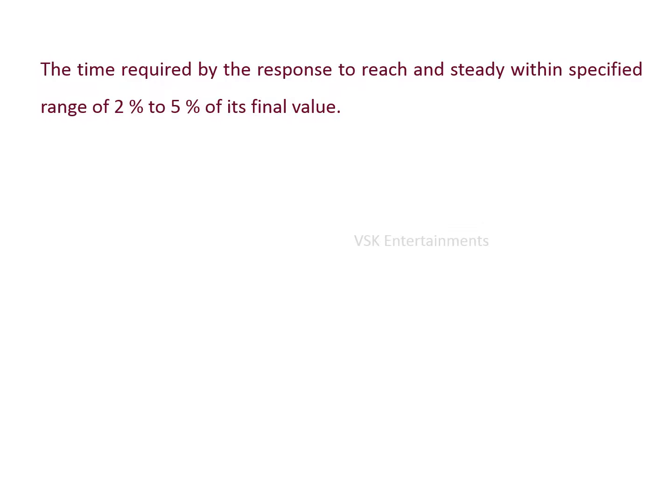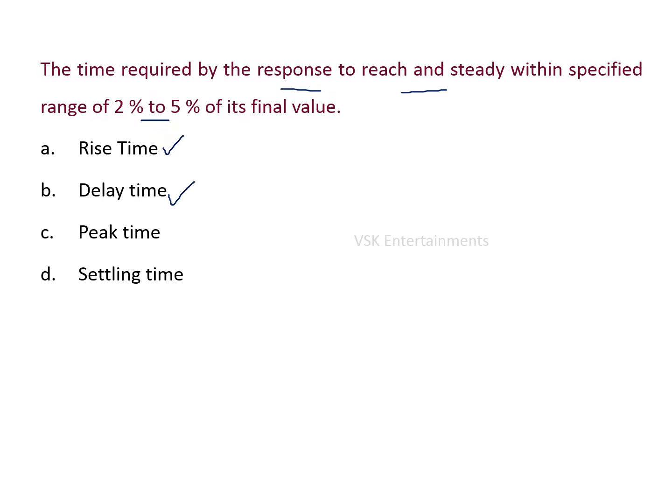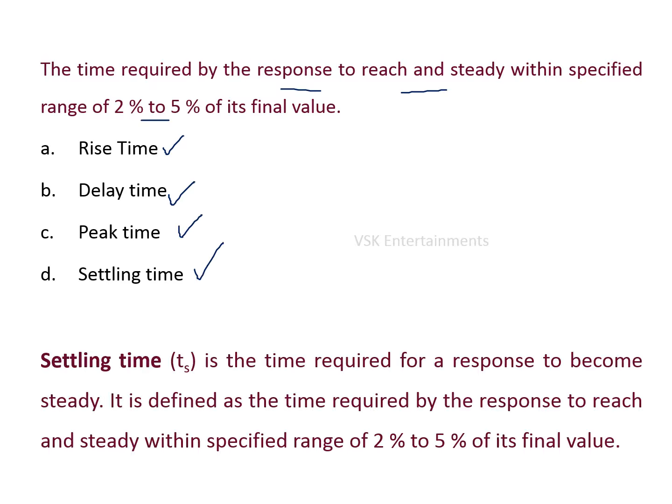Coming to next one, the time required by the response to reach and stay within specified range of 2 to 5% of its final value. Options are rise time, delay time, peak time and settling time. Coming to concept of settling time, it is the time required for the response to become steady. That is nothing but it is defined as the time required by the response to reach and stay within specified range of tolerance band, that is 2 to 5 percentage of its final value. Here time required by the response to reach and stay within specified range, that is nothing but settling time. So option D is the right answer.